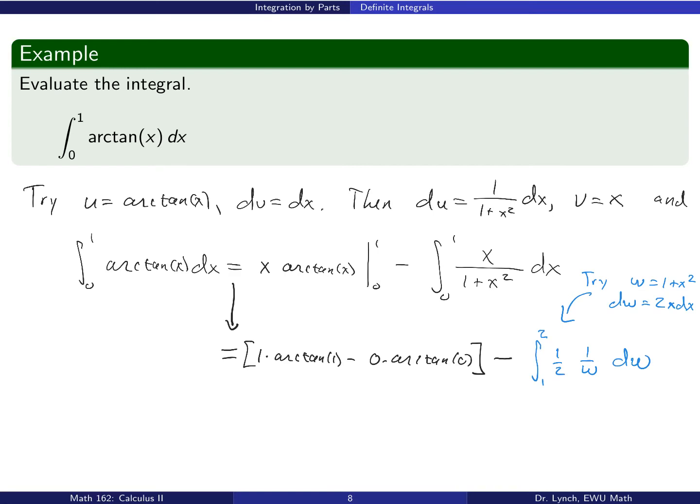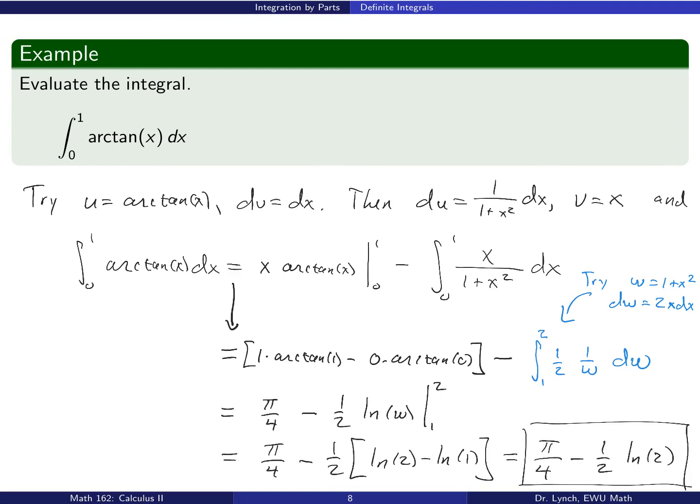We can see that the first part in the square brackets evaluates quickly as pi over 4. Of course, arctan of 0 is 0. And the second part integrates like a natural log function, which we can evaluate at the endpoints. So here's that antiderivative: 1 over w dw integrates as natural log of w. Arctan of 1 is pi over 4. We end up with pi over 4 minus 1/2 times the quantity natural log of 2 minus natural log of 1. Everyone knows that natural log of 1 is 0, and the definite integral in this case is pi over 4 minus 1/2 natural log of 2.